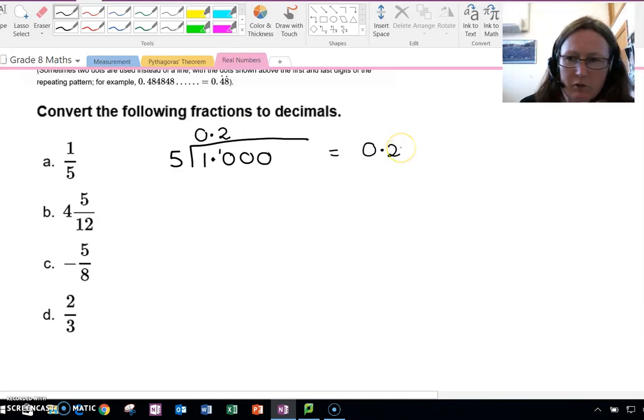0.2. Just going over what we've done in the previous lesson and video, 0.2, that is a terminating decimal. In other words, it ends, it terminates.